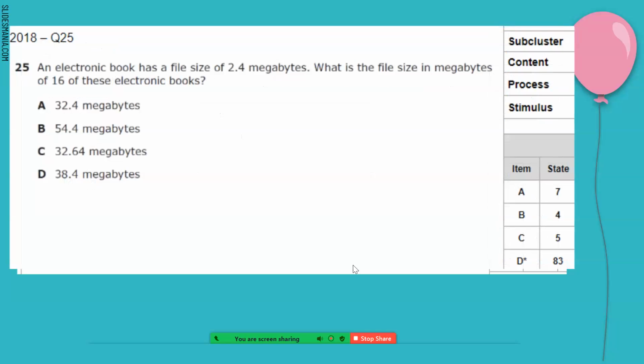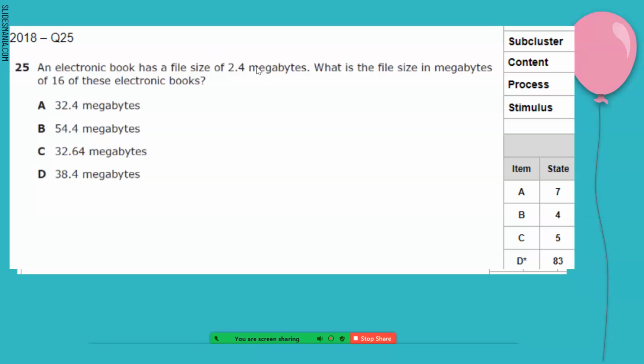Now, estimating doesn't always help within our given choices. For example, in 2018, number 25, if we estimate, we get 16 times 2, which is 32. So we have an electronic book that has a file size of 2 4/10 megabytes. What is the file size in megabytes of 16 of these electronic books, right? So we are estimating 16 times 2, which is 32. We have 2 very close answers and another that's also pretty close too. We know that the answer should be more than our estimate. Why?